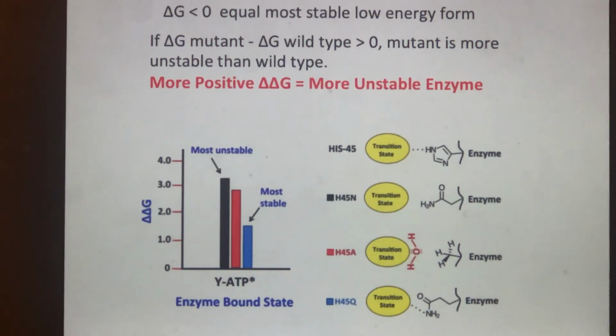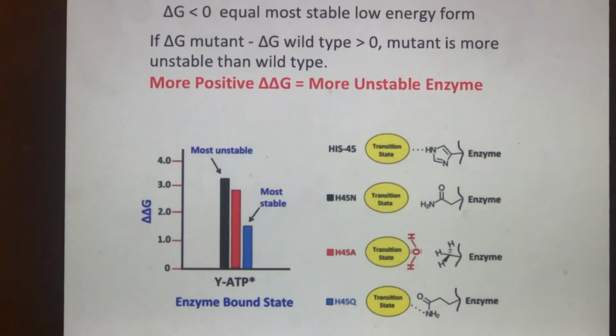And the idea behind conservative means that if you replace the natural histidine, which would have a delta delta G of 0, what residue gives you something closest to 0? And that answer is going to be the H45Q, because it has the lowest delta delta G value.